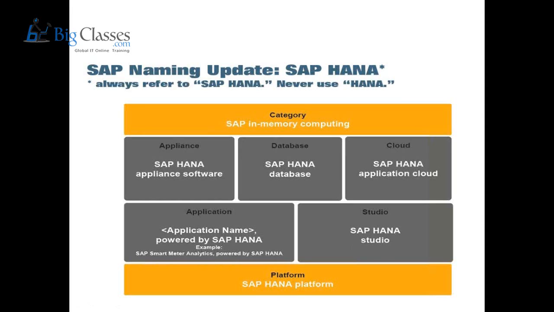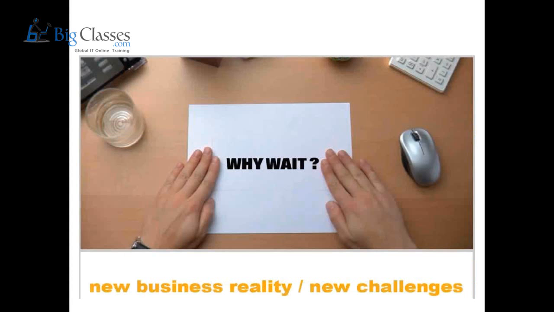I have this habit of calling SAP HANA just HANA. That's my bad, but I should make sure that we call this properly. We call this SAP HANA. HANA as a database, we call SAP HANA database. HANA as an appliance, we call SAP HANA appliance software. And for some customer whom we implemented SAP HANA, we call it customer name powered by HANA.